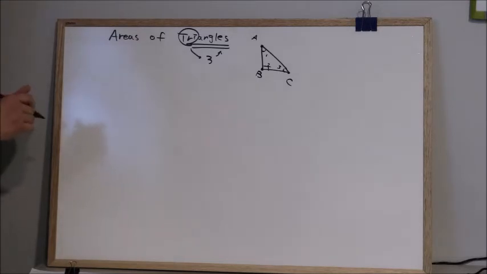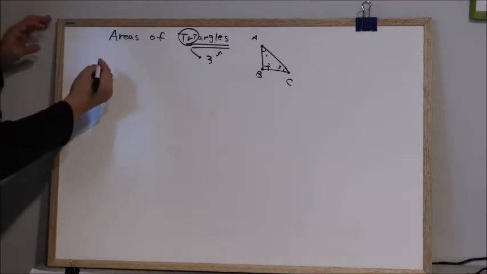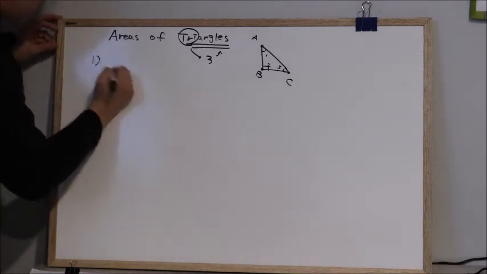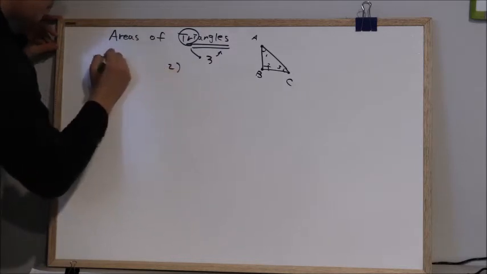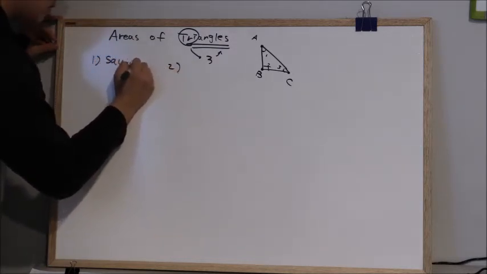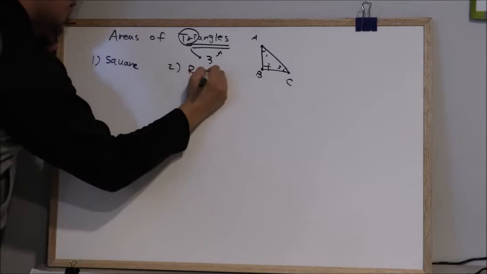Before we begin, we need to understand where triangles come from. They actually come from two different types of two-dimensional shape. As you may know, one is known as a square, and one is known as a rectangle.